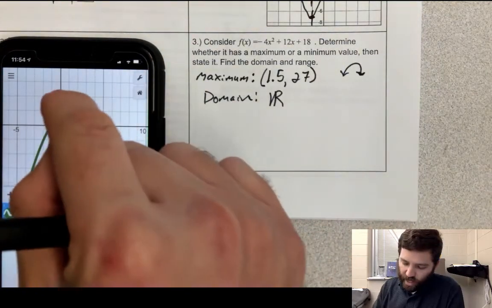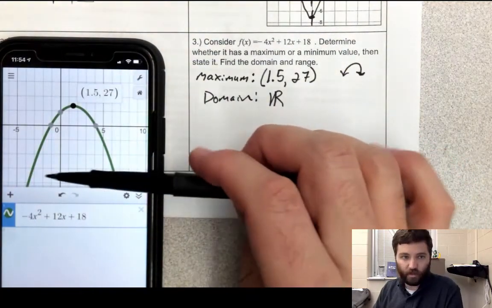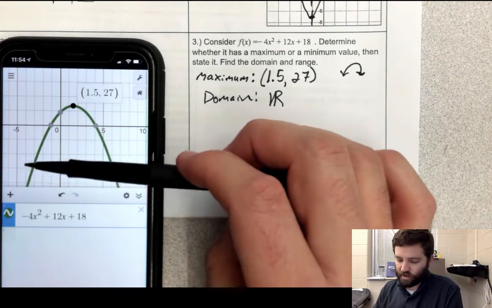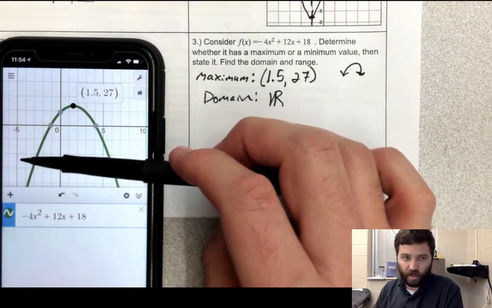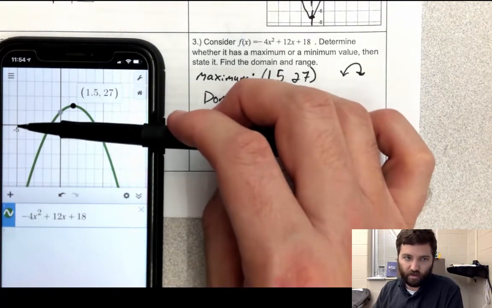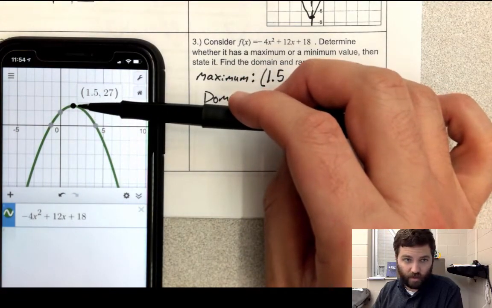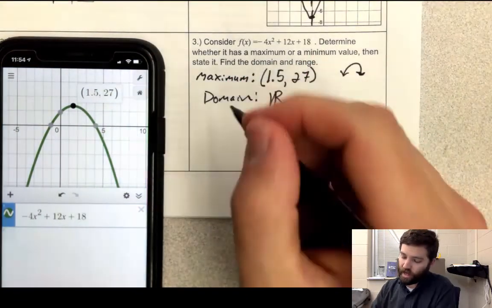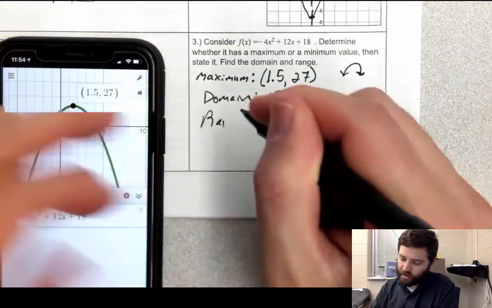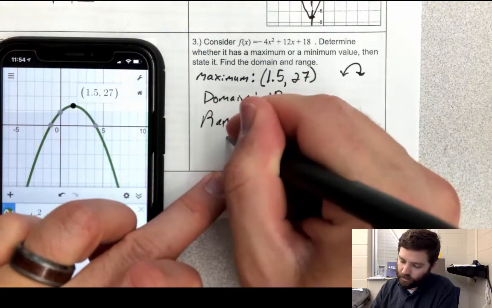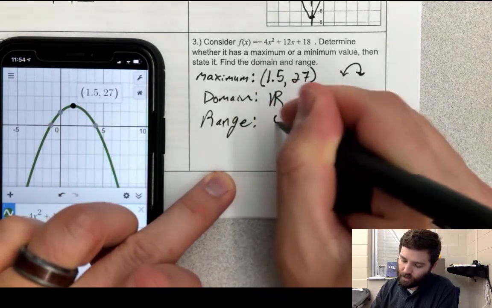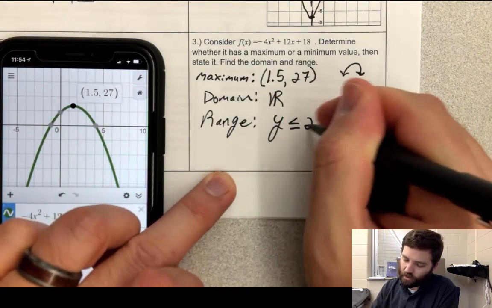As you can see here, the y values stop here. So if you ask yourself, is negative 15 in the range? Yeah, it is. There's graph there. There's graph, graph, graph, all the way until you get to 27, and then the graph stops. So for the range, it's everything less than, so y less than or equal to 27.